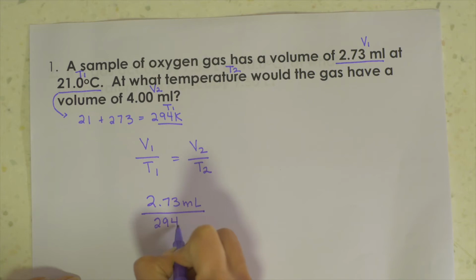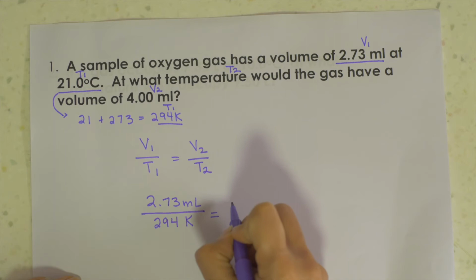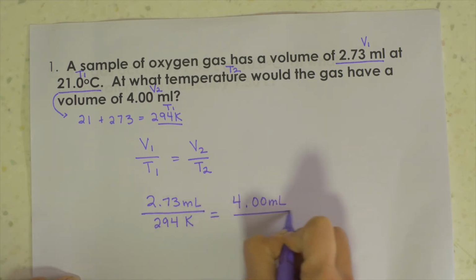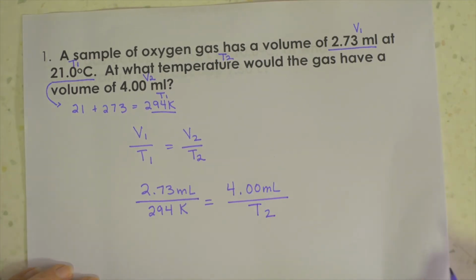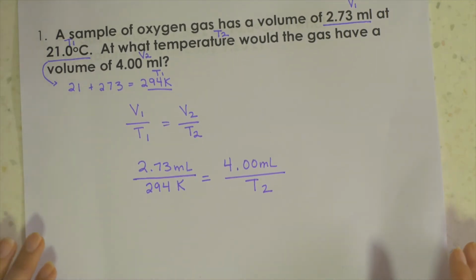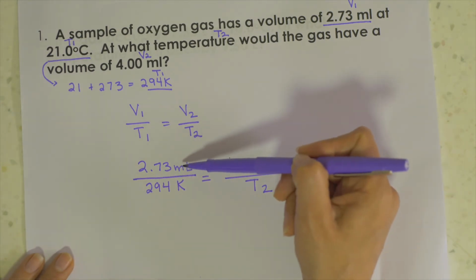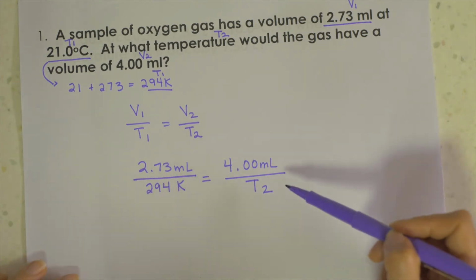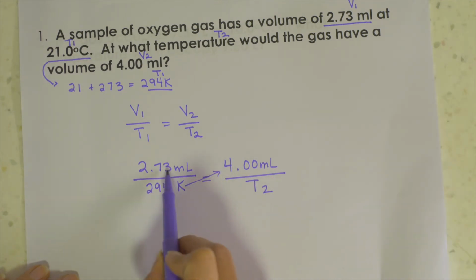So always make sure that you have the Kelvin in there, equals, what was my missing? V2 was not my missing, so we're going to put that in, 4.00 milliliters over T2. T2 is my unknown, my missing, my question. Okay, so mathematically, there are 2 different ways to do this. We can cross multiply and divide, or we can say this number divided by this number. It's a little bit easier to cross multiply and divide so that we don't have to worry about anything here. So that would be my suggestion on starting all of these, is just multiply across and then divide by here.